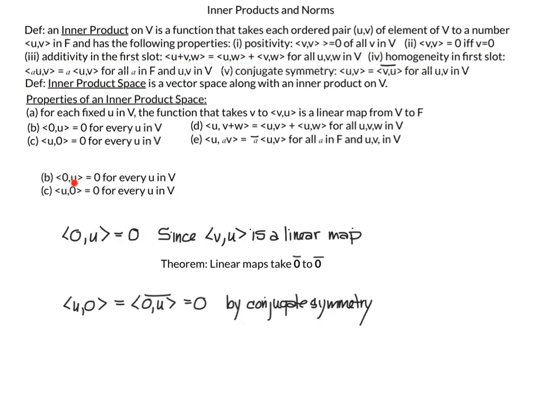The next two properties, the inner product of 0 with u and u with 0, we're going to start with b. The inner product of 0 with u is equal to 0.